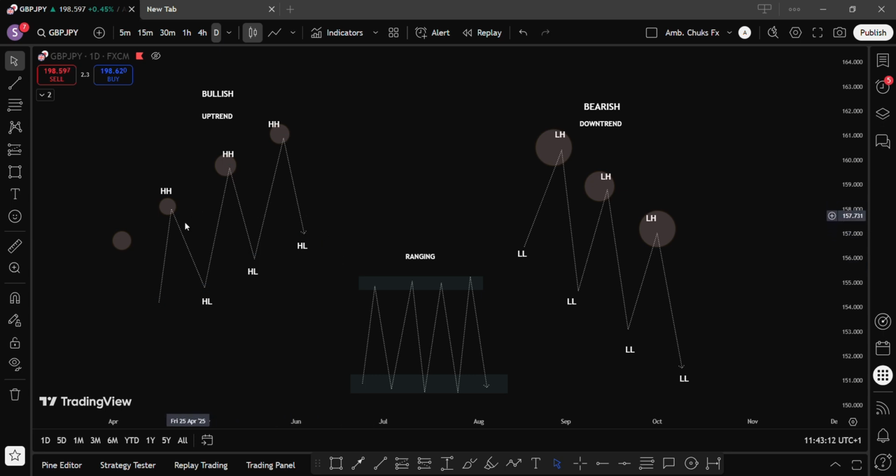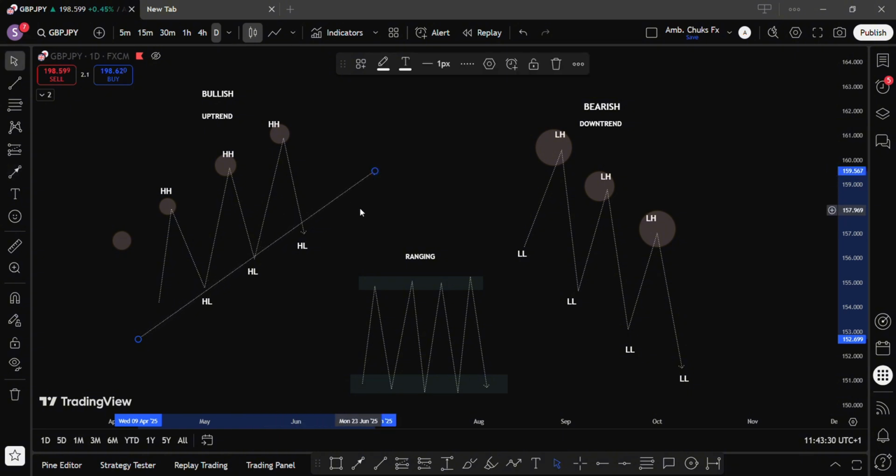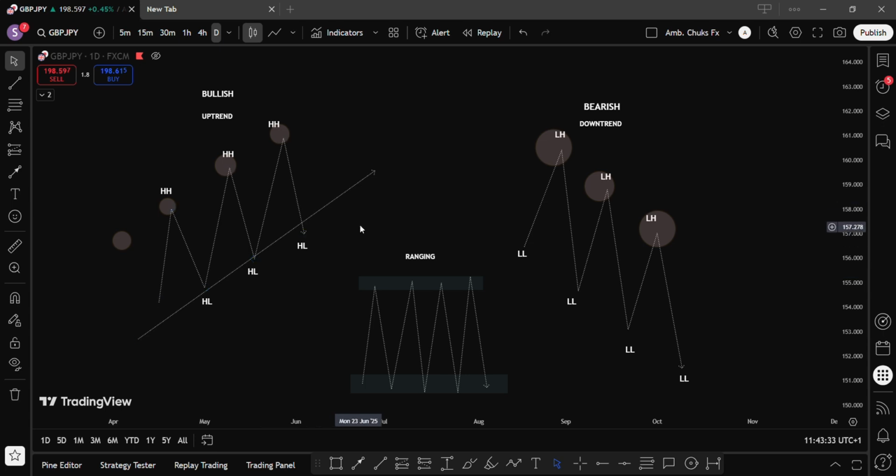So when price is forming higher highs and higher lows, right? Let's bring out our trend line. This is our trend line. If we mark this level and extend it, we'll see, what is this line showing us? This line is pointing to the upside, which means this market is going to the upside.